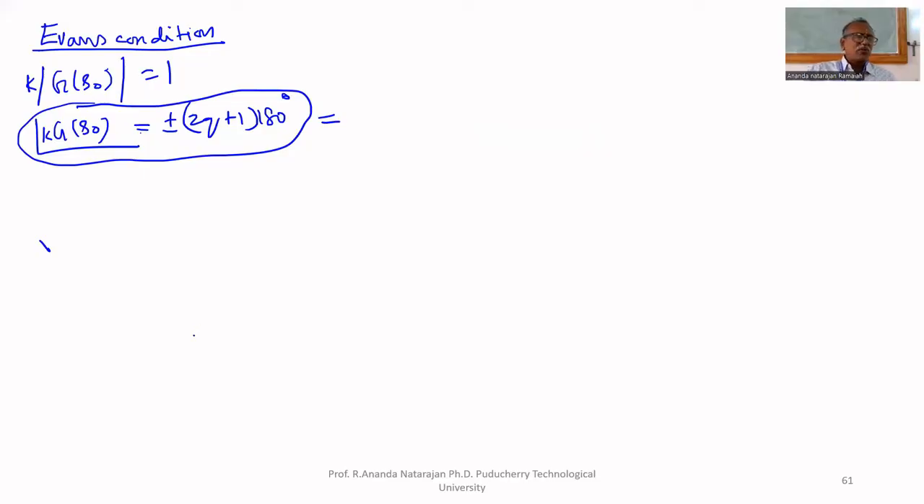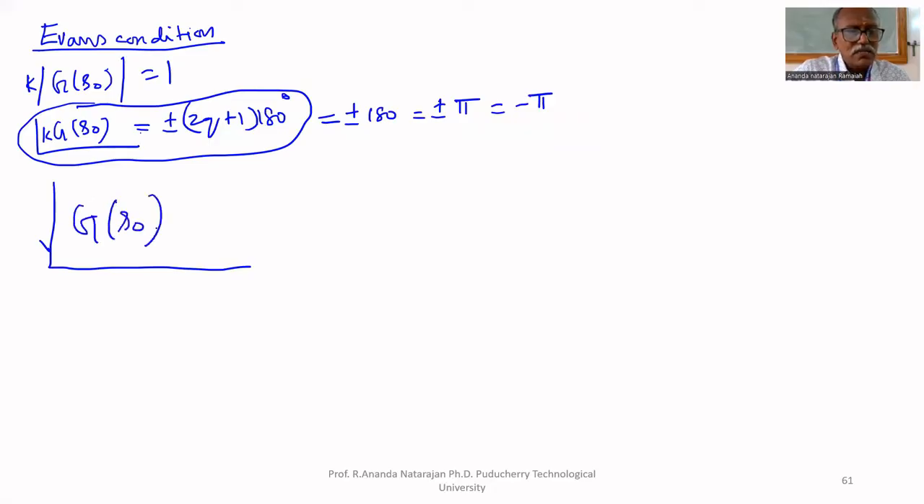In 2q plus 1, when q equals 0 we get only one angle, plus or minus 180 degree, or I can say plus or minus pi. I am taking minus pi. So the angle of G of S naught is equal to minus pi.